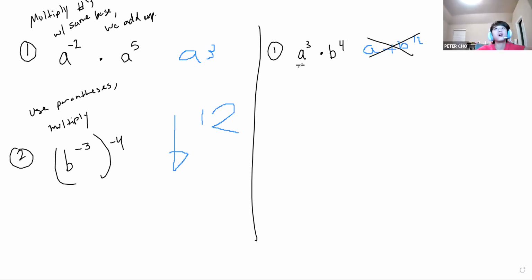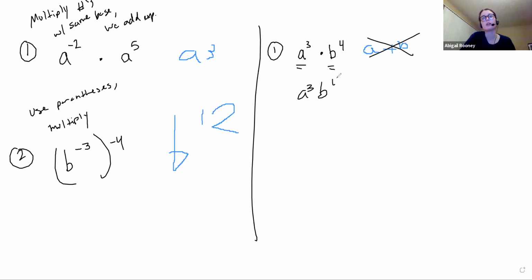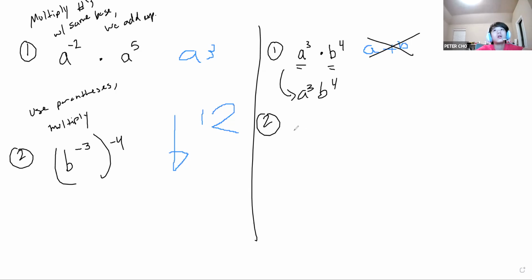You can just leave it. If you wanted to, you can get rid of the dot. When we have two variables touching, we know that they're being multiplied. But since A and B are different, we can't do anything with it. That's as good as it's going to get. It looks a little ugly, right? I wish we could do more with it.